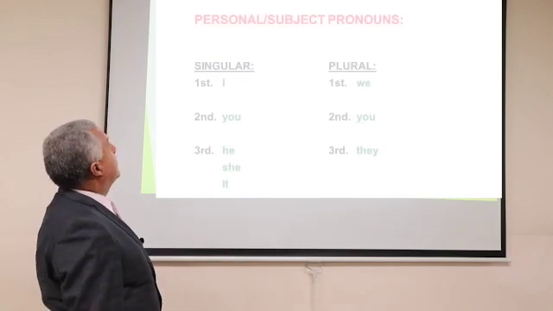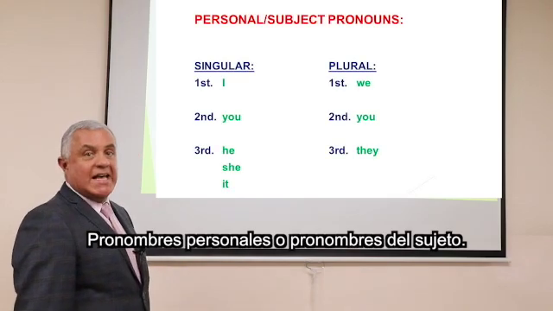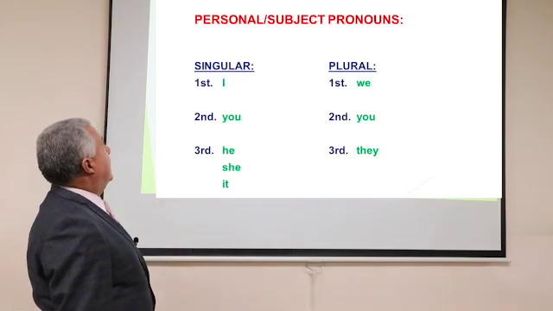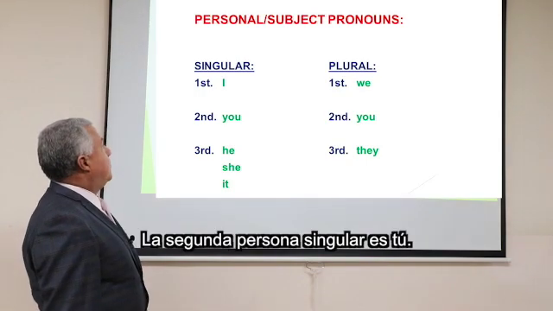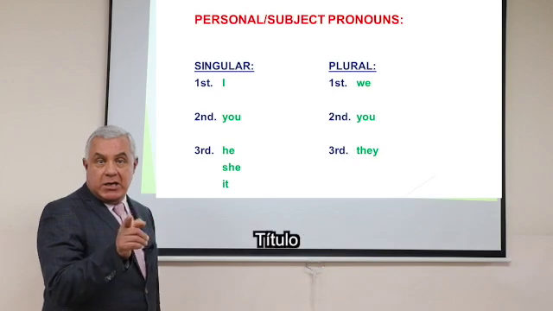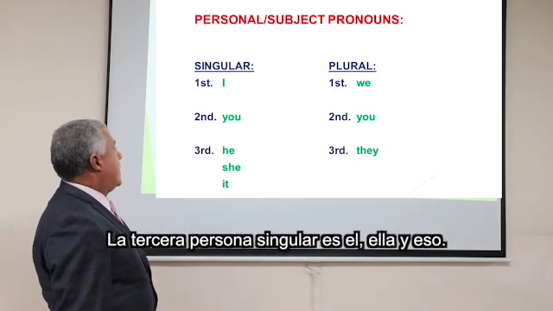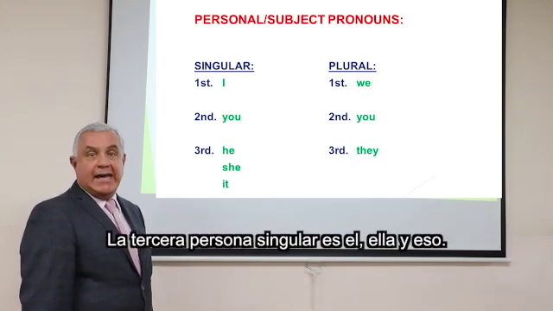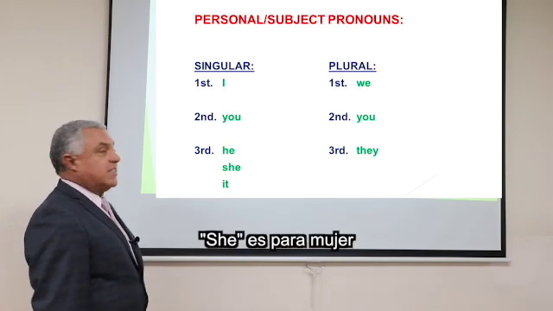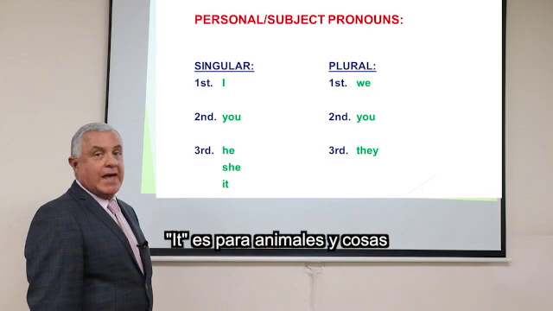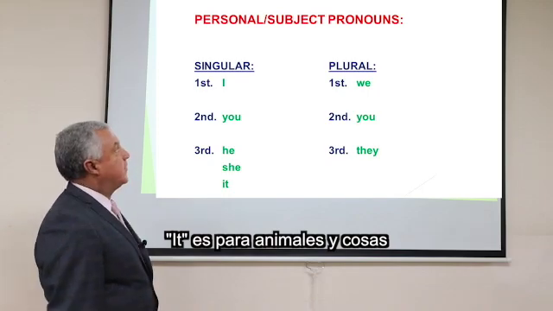Let's continue. Personal pronouns or subject pronouns. The first person singular is I. The second person singular is you. The third person singular: he, she, and it. Now, he is for men, she is for women, and it is for animals and things.